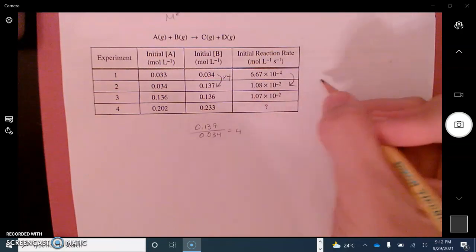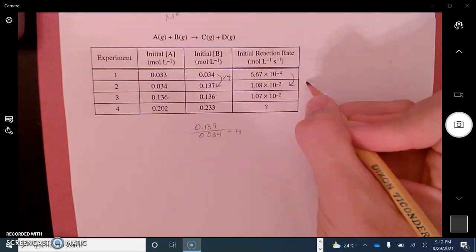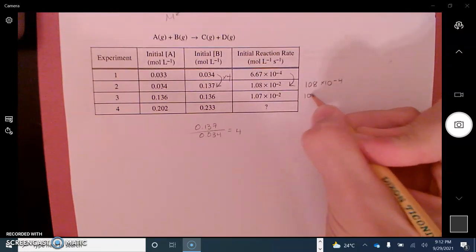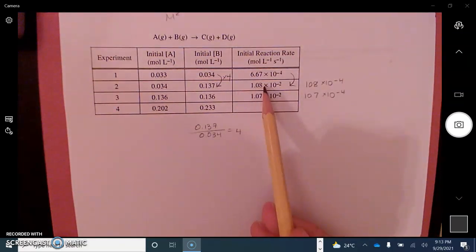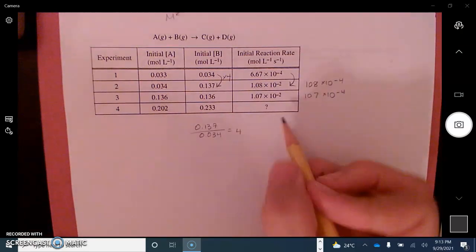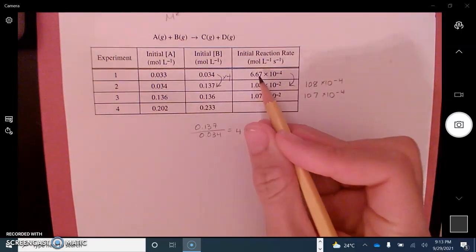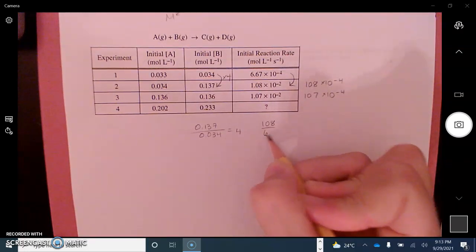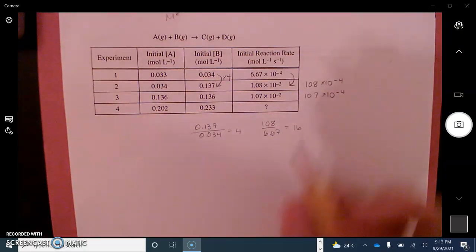to do yourself a favor and make it so there's less that you have to type, or if you're on multiple choice, it may be worth your while to change these so they're all 10 to the minus 4 for faster comparisons. So I just moved that decimal over twice. This would then turn into 108 compared to 6.67. So if I do 108 over 6.67, I get 16. The rate is 16 times bigger.